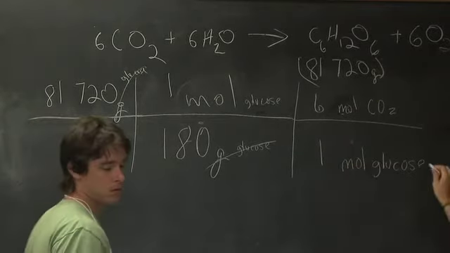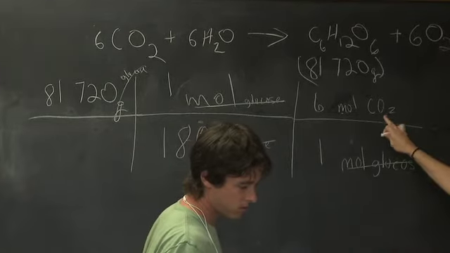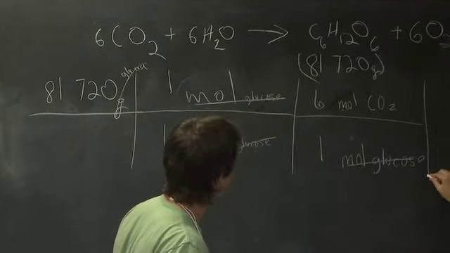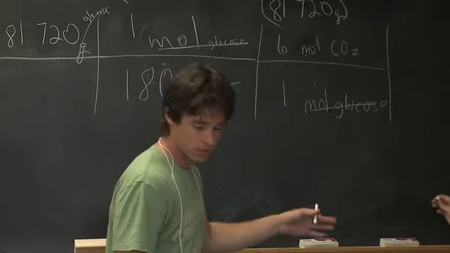Moles of glucose goes away. We want to go back to grams, so we need grams of CO2 as well. We'll eventually need pounds, so we'll have to go to grams and then convert to pounds from there.